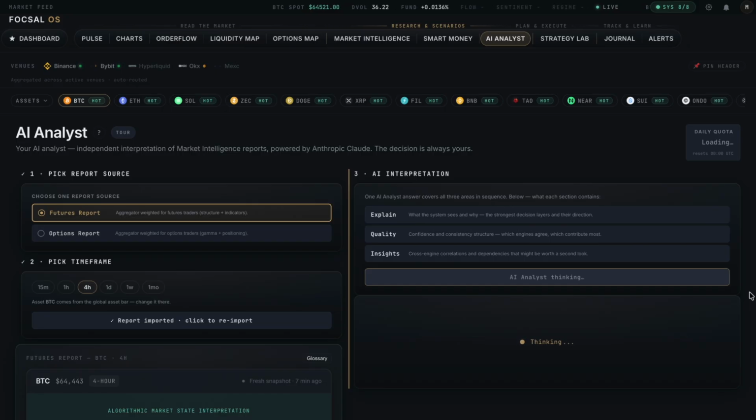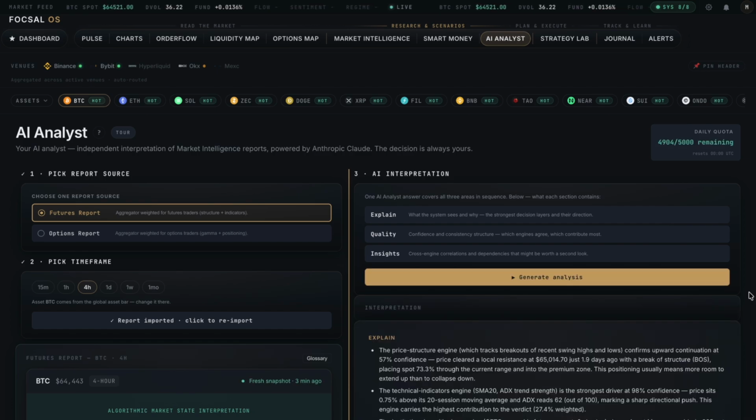What is it doing in that time? It goes through all the analysis layers in the report: price structure, indicators, liquidity, options, institutional positioning. It checks which one won out and why. It compares them against each other, looking for where they agree and where they contradict. And it cross-checks against the higher time horizons, whether the 4-hour reading is backed up on the daily and weekly or stands against them. In other words, it does exactly what an experienced analyst would do if you handed them this report and asked for a second opinion. Just faster, and without skipping anything.